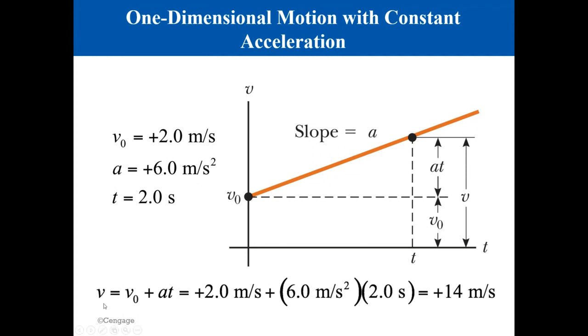We use the kinematic equation: final velocity equals initial velocity plus at. Initial velocity is 2, plus the acceleration is 6, and the elapsed time is 2 seconds. Evaluate this expression, it is 14 meters per second. So now we are educated. We know how to calculate the final velocity if we know the initial velocity, the elapsed time, and the acceleration. That's nice.